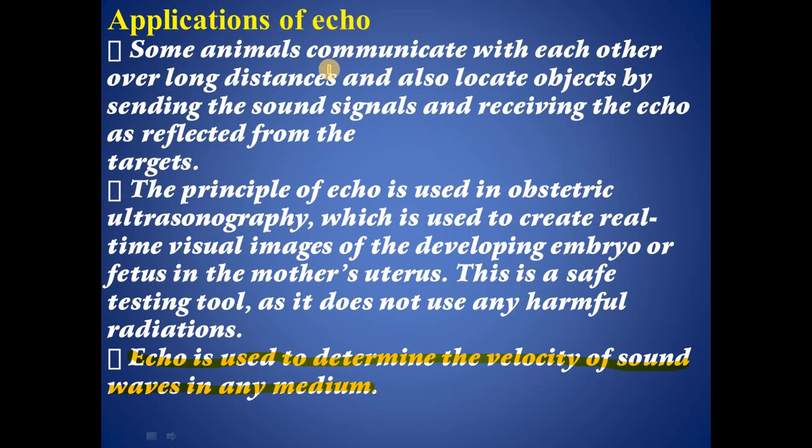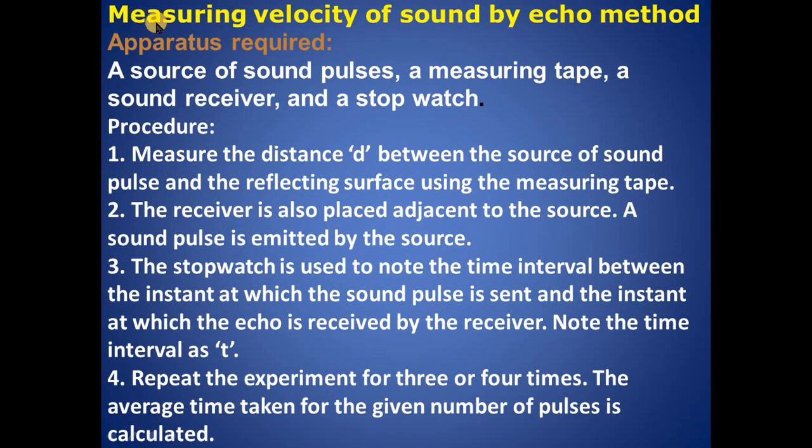Applications of echo. The next important topic is measuring velocity of sound by echo method. In the echo method, the apparatus required are a source of sound pulses, a measuring tape, a sound receiver, and a stopwatch. So these are the apparatus required for measuring velocity of sound.